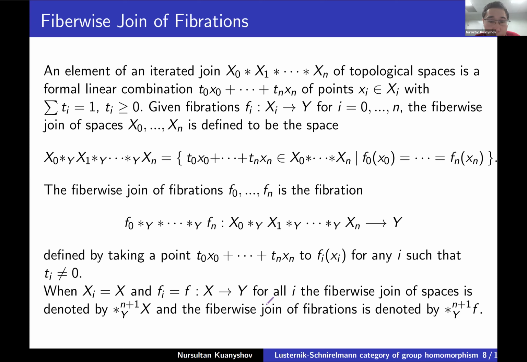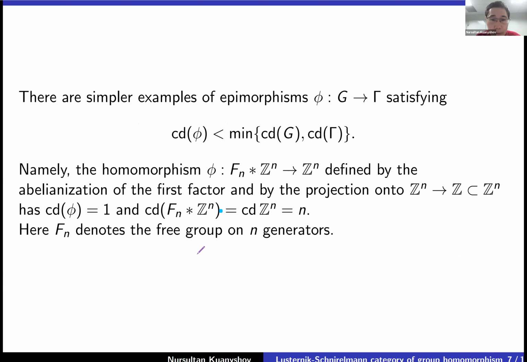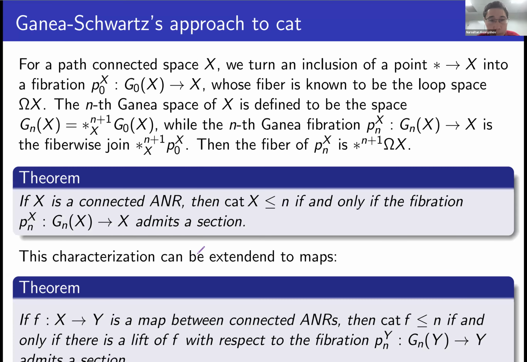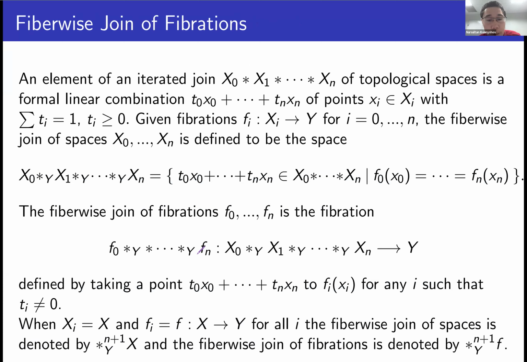So for notation, if x_i is just x, then we will use this notation, and the notation for the fibration with n plus 1 just tells us how many times we have to iterate, and based on what space.